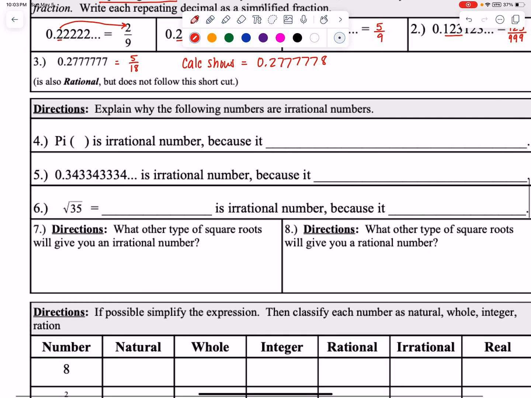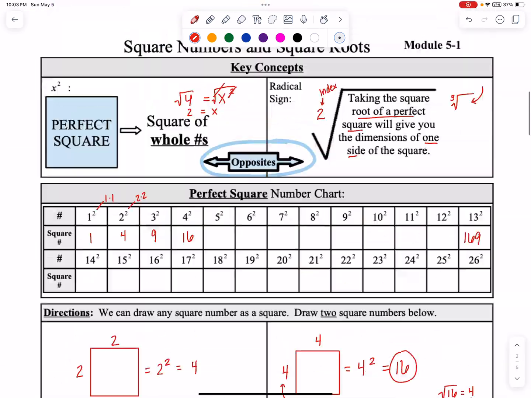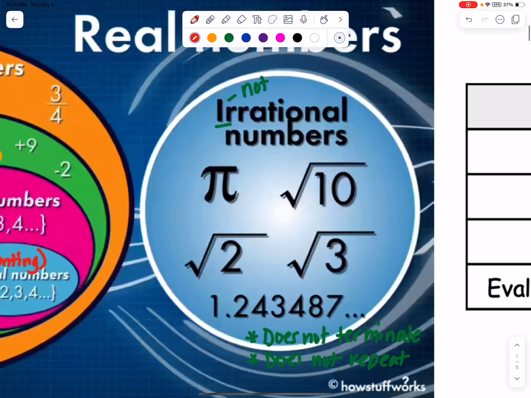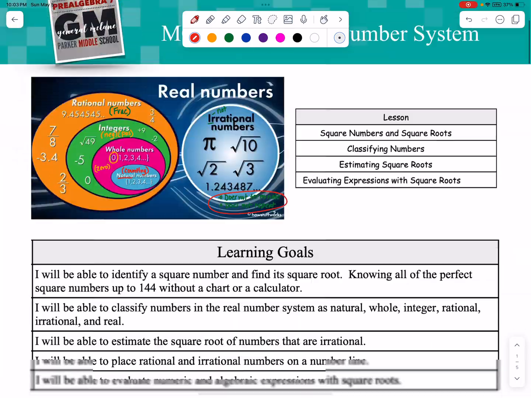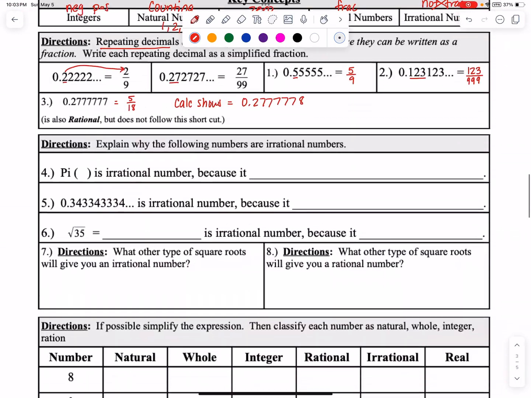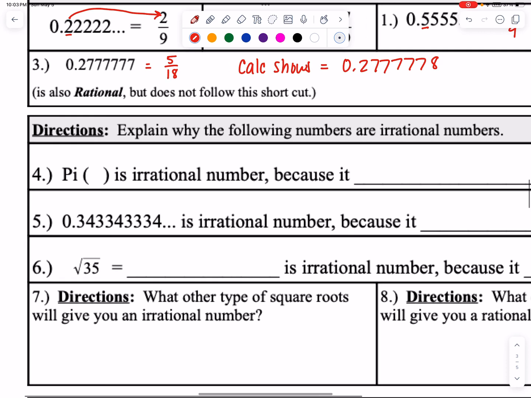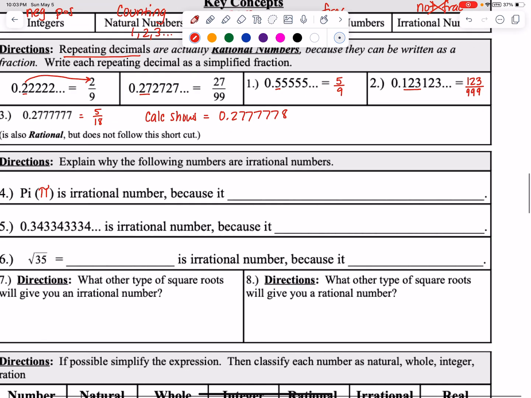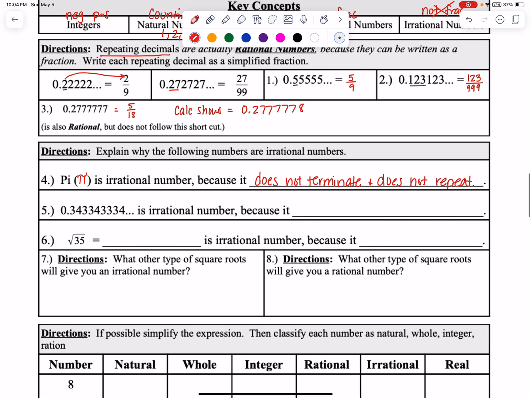All right, let's go ahead and look at these irrational numbers now. Remember, if we look back up at our picture here, irrational numbers are any numbers that do not terminate and do not repeat. So back down to this pi, and let's go ahead and write the pi symbol. It's 2 lines like that, and then a little squiggle. It is irrational because, what were the 2 things? Does not terminate, so it goes on forever, and does not repeat. Okay, so those 2 things.